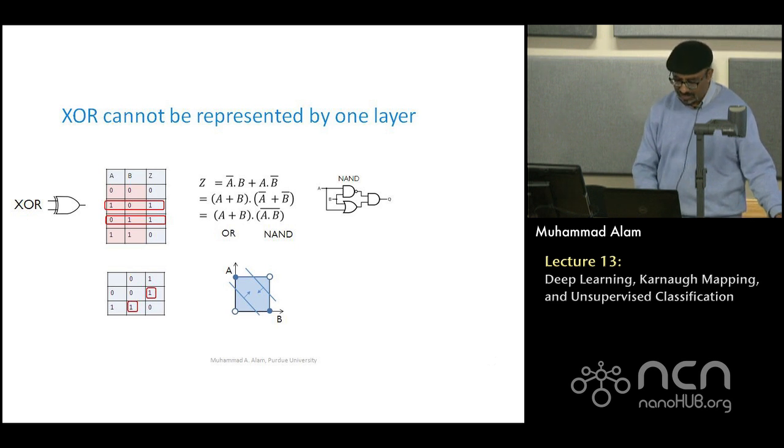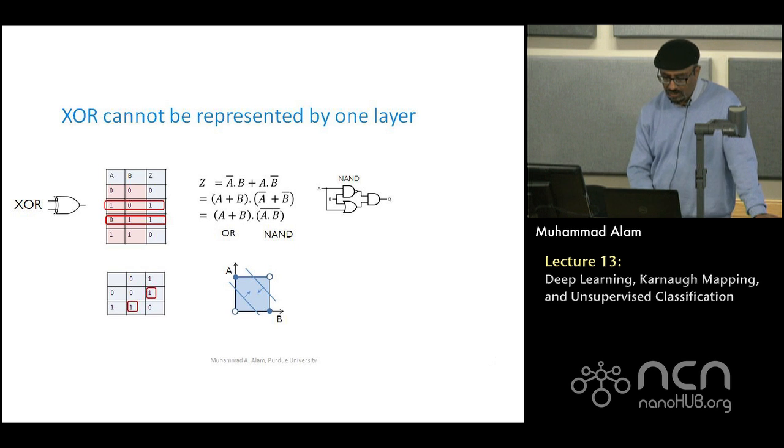So that's what these things are. And as you know, you can again write this function. You can write A bar B, and you can write A B bar. That's your expression, and then you can rewrite it using De Morgan's rules. And that's how you get this one.